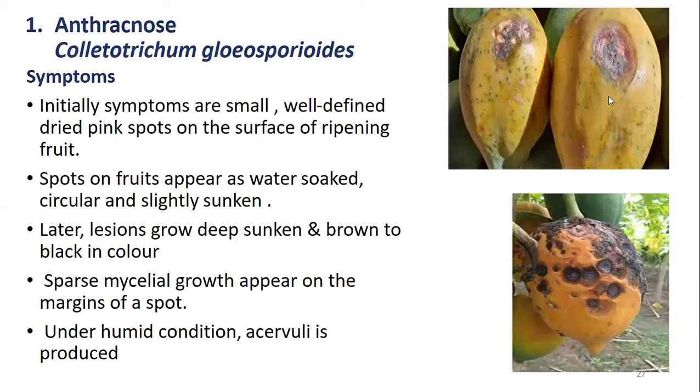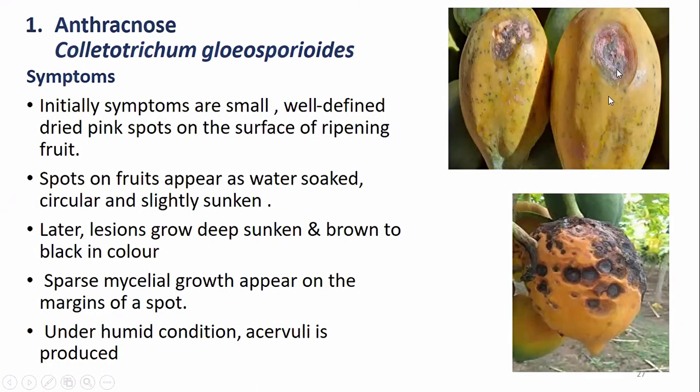Okay. Then we see about the diseases of papaya. First, anthracnose. Colletotrichum gloeosporioides is the causal organism for anthracnose. Symptoms: initially small, well-defined spots on the surface of the ripening fruit. The fruits may show water-soaked, circular and slightly shrunken spots. Later, the lesions grow into deeply shrunken spots, and the color changes from brown to black.